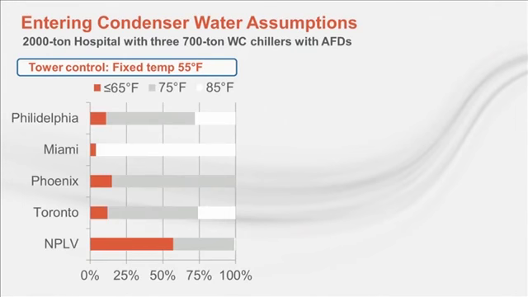Each city is showing the percent of run hours in the 3 temperature buckets shown. To explain this a little better, let's take a look at Philadelphia.